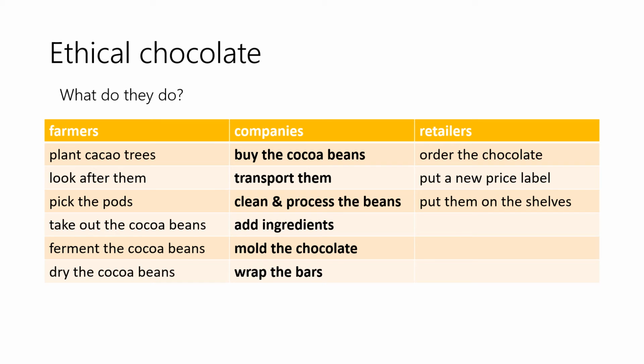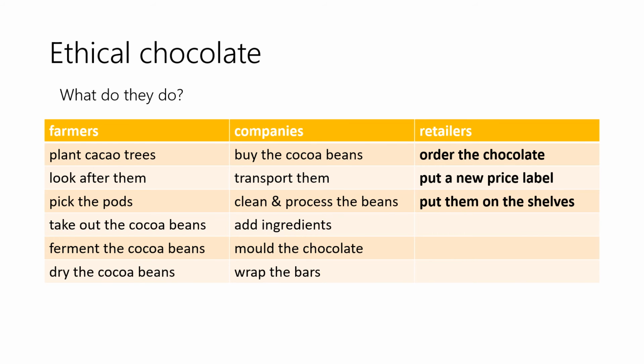Chocolate companies are also very busy. After buying the beans and transporting them, they have to clean and process them, add different ingredients before molding the chocolate and wrapping it. As for chocolate retailers, what they do is order the chocolate, put a price on it, and then put chocolate bars on the shelves.